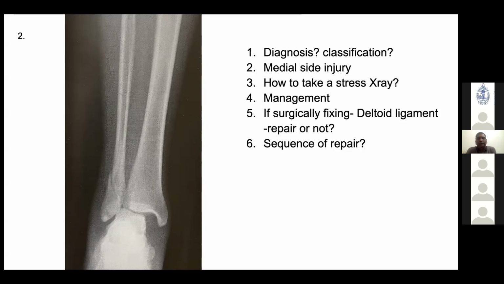If there is a medial clear space of more than 4 millimeters, then we have to repair the deltoid ligament. Okay. So after reduction of the lateral malleolus, if there is a clear joint space of more than 3 to 4 millimeters, you need to intervene on the medial side. Yes, sir.